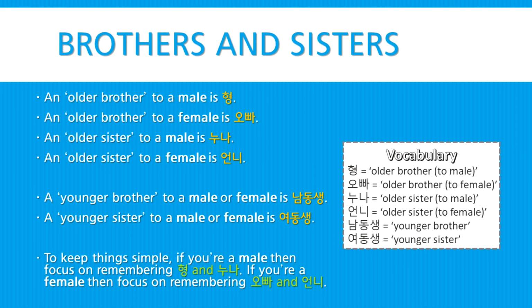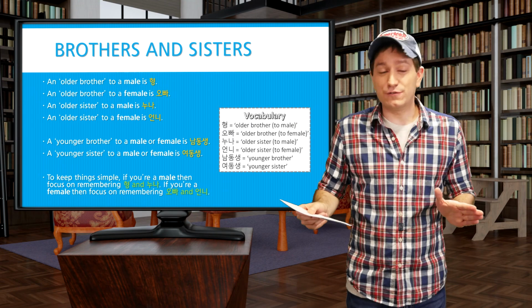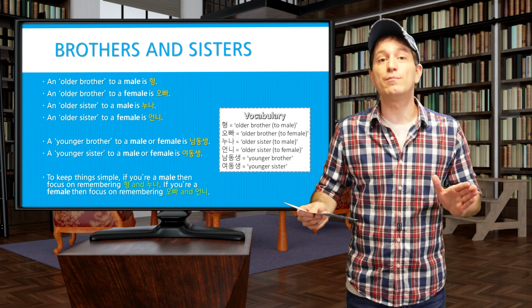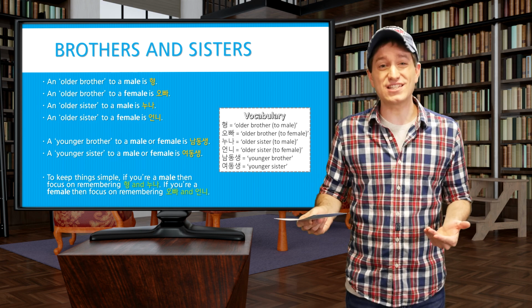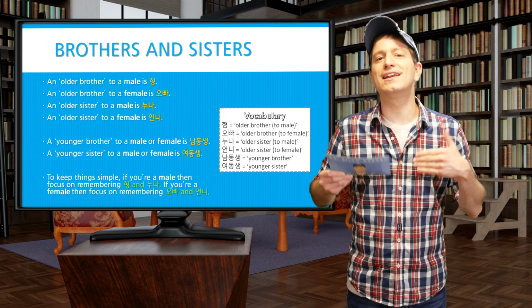A younger brother to either a male or a female is 남동생. And a younger sister to a male or female is 여동생. To keep things simple, if you're a male, just focus on remembering 형 and 누나. And if you're a female, just focus on remembering 오빠 and 언니.